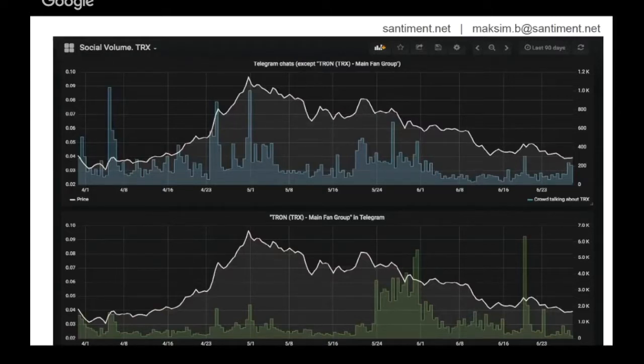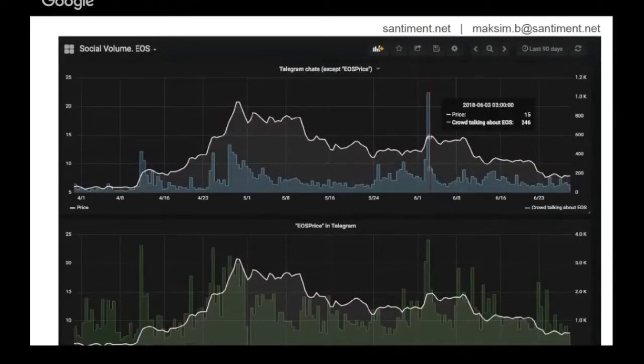Yeah, similar things now, social volume, but for EOS. It's another very highly expected project which launched their main network somewhere in the beginning of June. So the same white is the price, and blue and green you see the amount or intensity of communication.